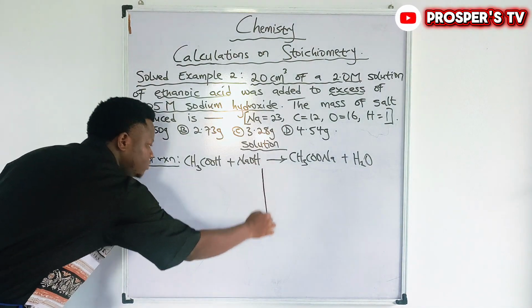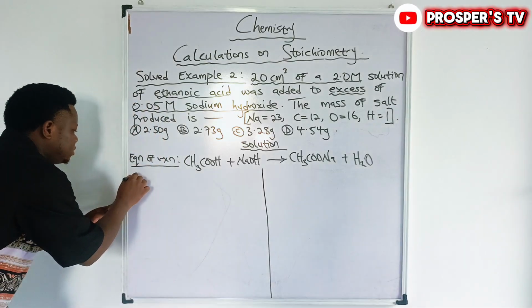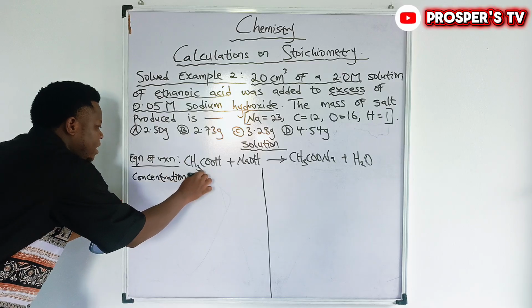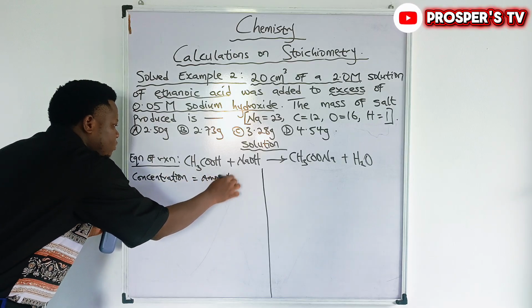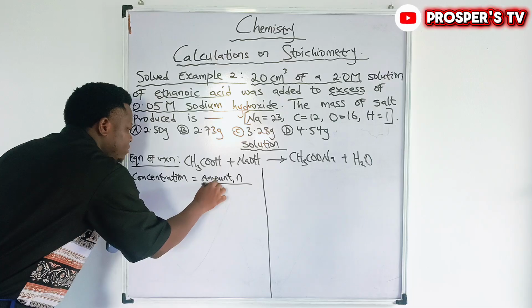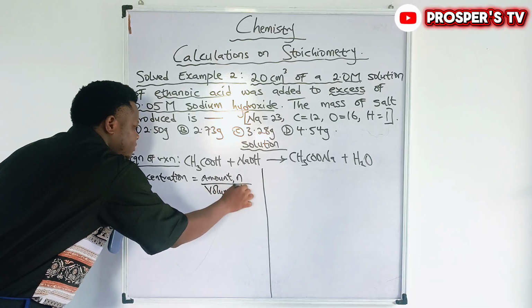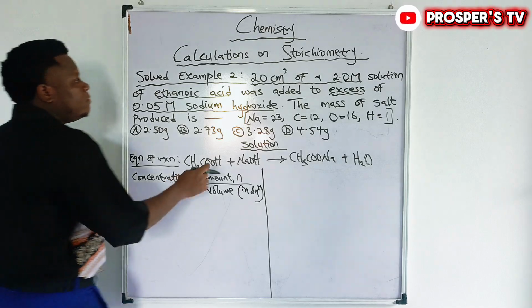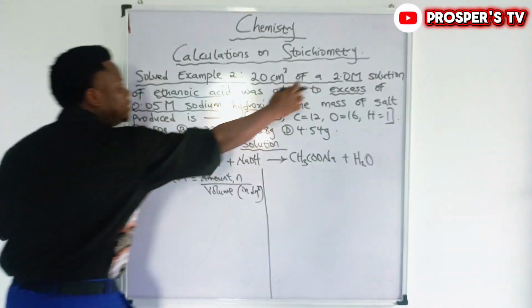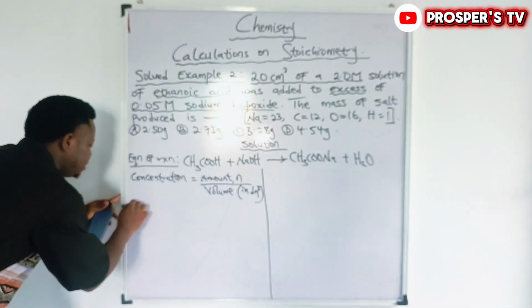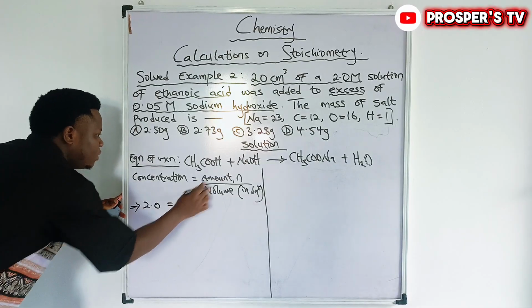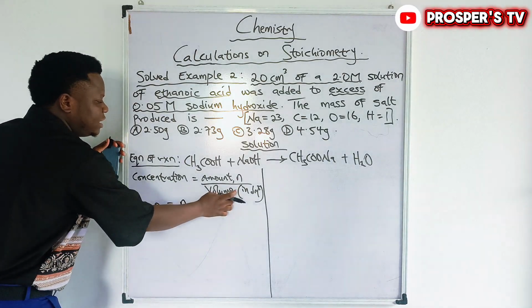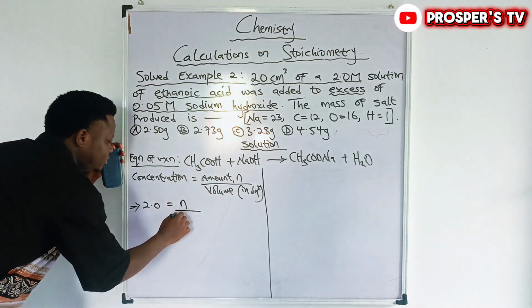Let's divide the board into 2. We have that concentration is equal to amount, which is N over volume in dm cube. So these are formula for concentration. So the concentration was given to us to be 2.0. So in place of concentration, I will simply say 2.0 is equal to my amount, which we don't know. We don't know the amount that was dissolved in that solution. Then divided by the volume, which is 20.